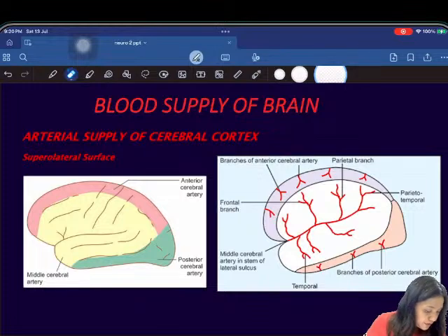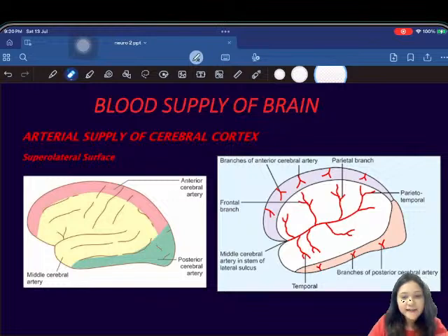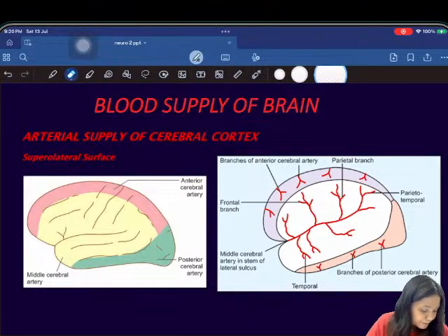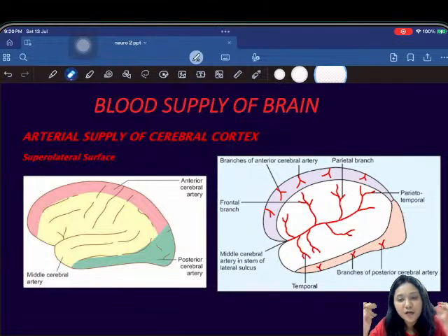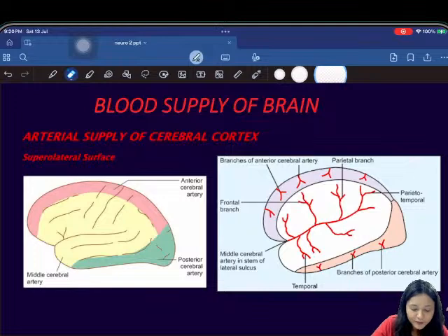So any doubt in this part, you can ask in the chat. Any doubt? I hope the external and extreme is clear to you, right? No doubt? Okay, so let us start with the blood supply of the brain. Very, very easy topic, and every time there is one question from the branches of the artery or on the venous drainage. So it's very common.